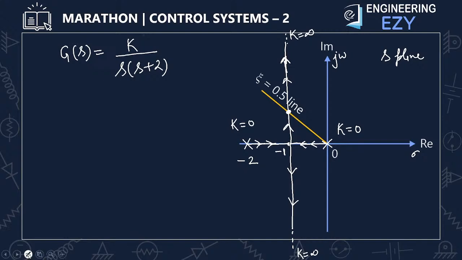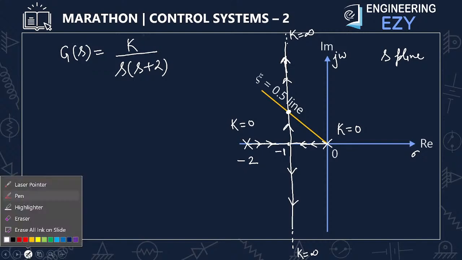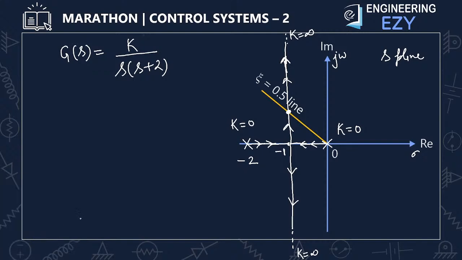Very good. -1 is the centroid, as well as -1 is the breakaway point. In this question, -1 is the centroid as well as the breakaway point. So this intersection point we have to calculate.